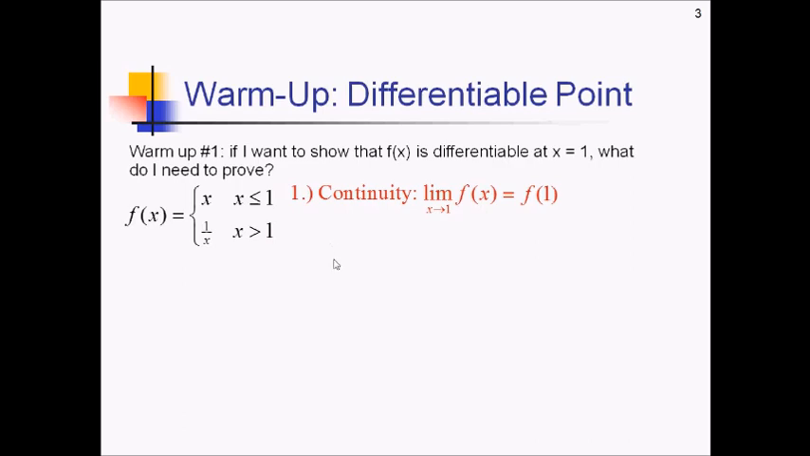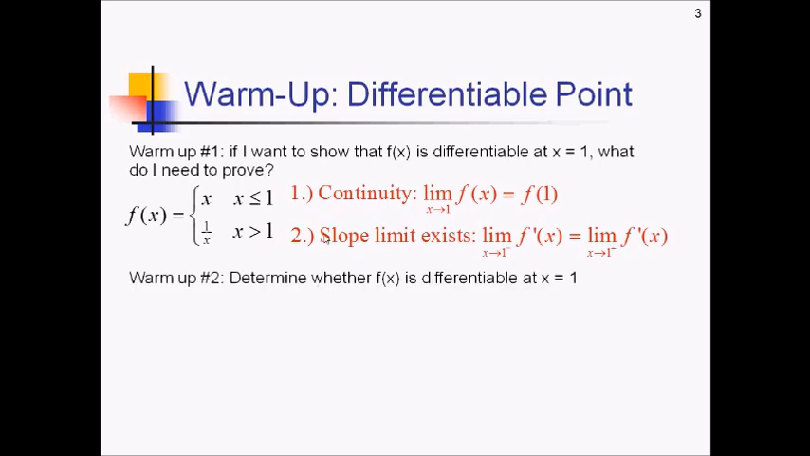Next, we have to show that the slope limit exists, which is to say the limit as x approaches 1 from the left of f prime and the limit as x approaches 1 from the right of f prime both equal the same number. All right, so for the second warm-up here, go ahead and show all that. Determine if f of x here is differentiable at x equals 1. Okay, let's see how that went.